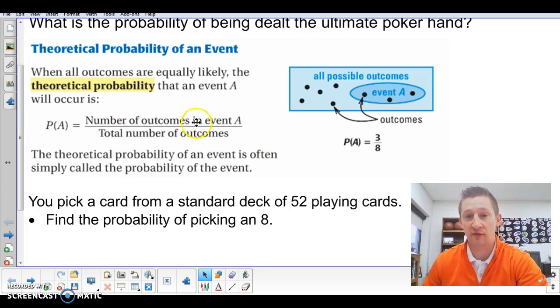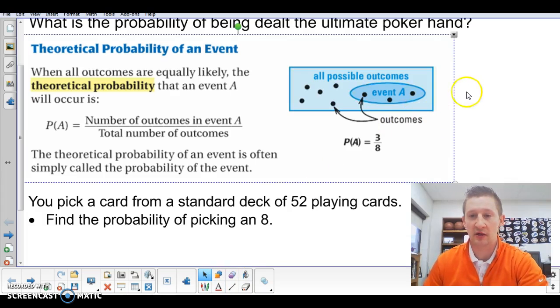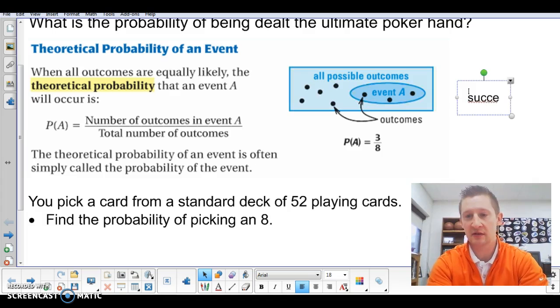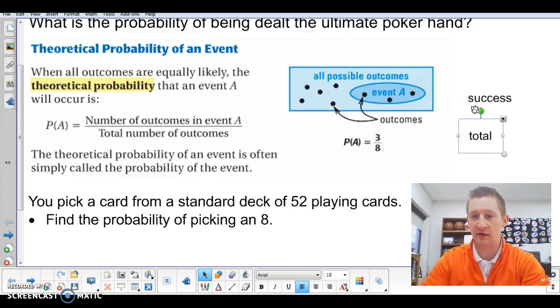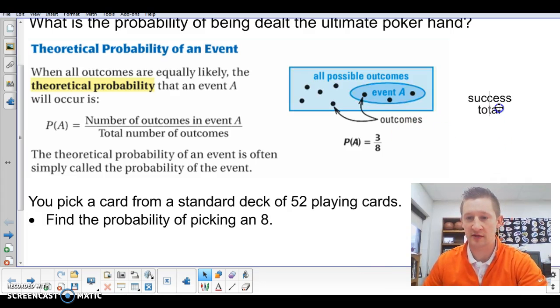Now, you can use this formula over here. Another way that I like to think about it is as success: the number of successes divided by the total. So, success over the total. The success would be whatever it is that I'm looking for. I'm trying to flip a head on a coin, or I'm trying to roll a 5 when I roll a die, whatever success is, you take the number of successful options divided by the total number of options that you might have for that particular event.